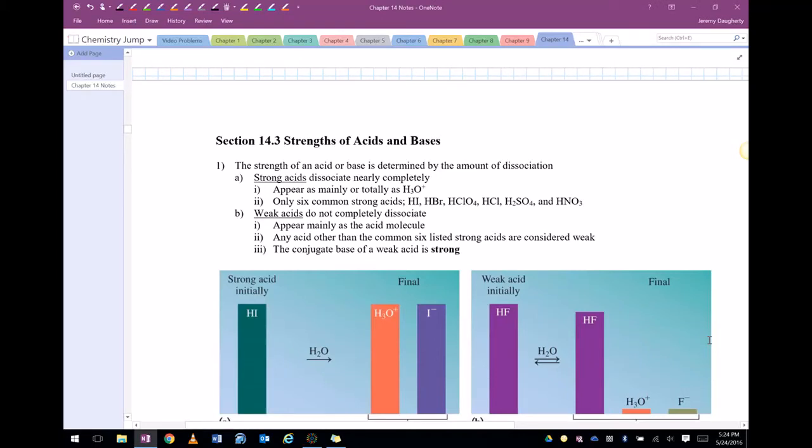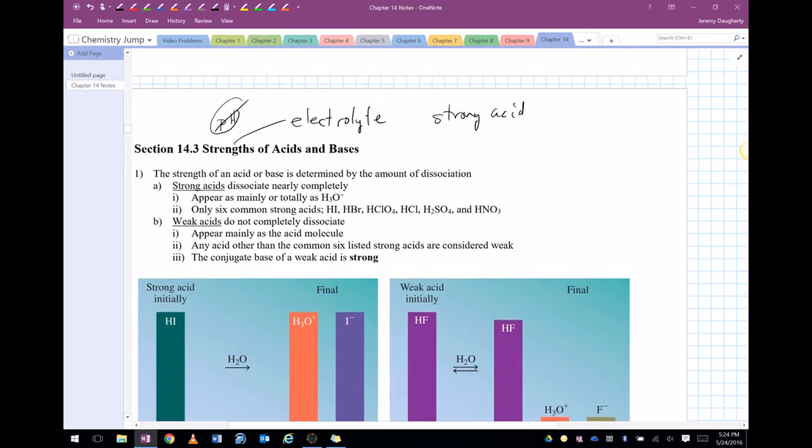Section 14.3, strengths of acids and bases. Do not think pH. We're not talking about pH here. What we're talking about is the same idea as electrolytes. Okay? So whenever we talk about a strong acid, what we mean is an acid that dissociates completely.